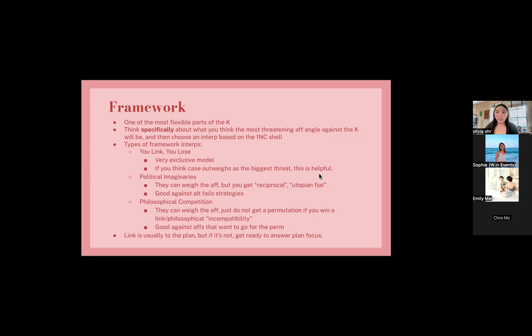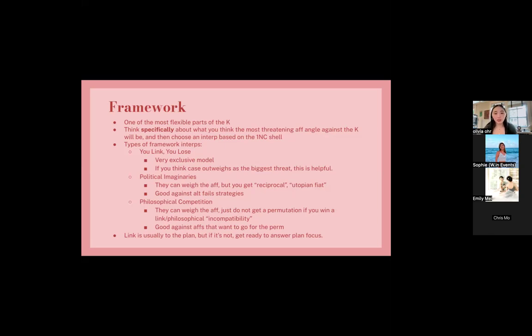So this is good against AFs that want to go for alt-fail strategies, because I think the alt is one of the weaker parts of the CapK, which I'll explain below. But I think it's helpful because it helps you get a little bit out of these alt-fails arguments or alt is not feasible arguments, and also preemptively answers a lot of the fairness and clash pivots that the 1AR will make.